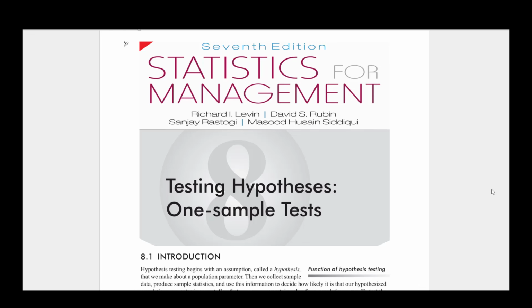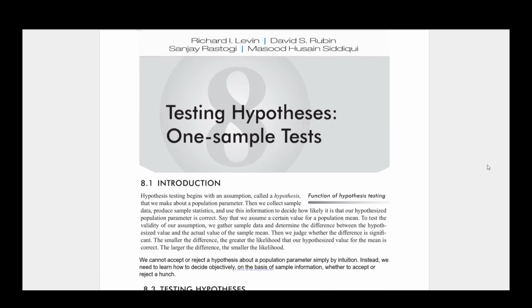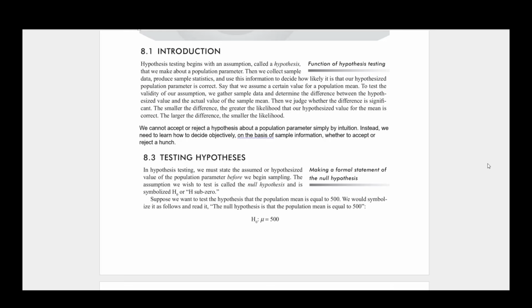Hello students, in this video we are going to look at testing hypothesis with one sample test. So hypothesis testing begins with an assumption, called a hypothesis, that we make about a population parameter. Then we collect sample data, produce sample statistics, and use this information to decide how likely it is that our hypothesized population parameter is correct.